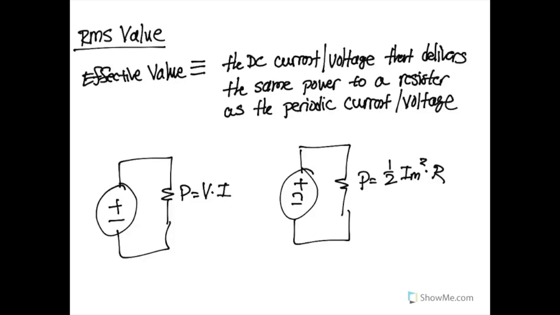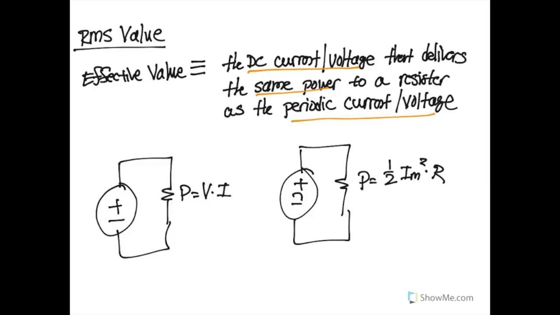Having seen how power is different in both DC and AC systems, let's bring up a concept that's called the RMS value, or the effective value. The effective value is the DC current or voltage that delivers the same amount of power as the periodic current or voltage.